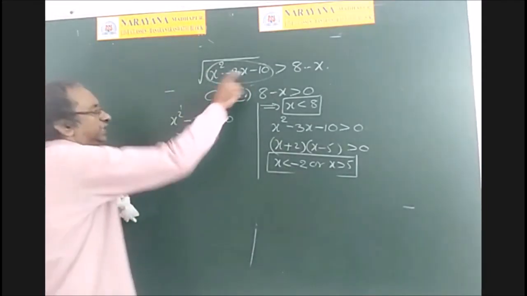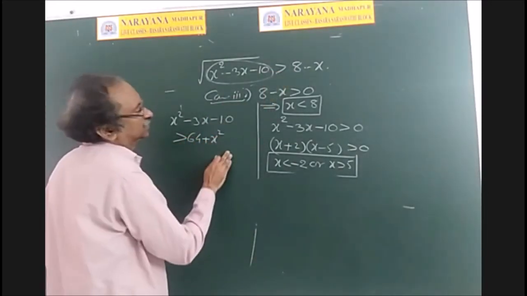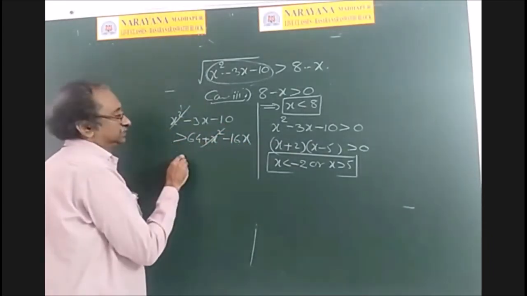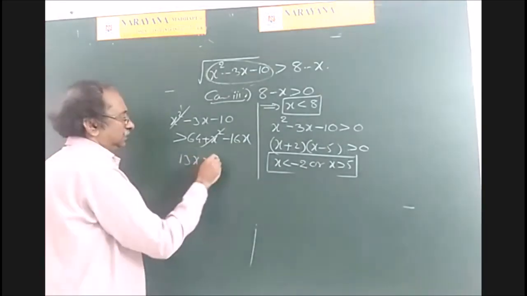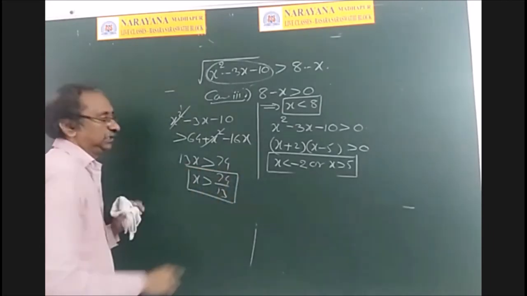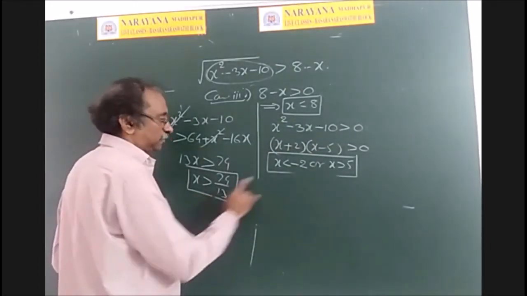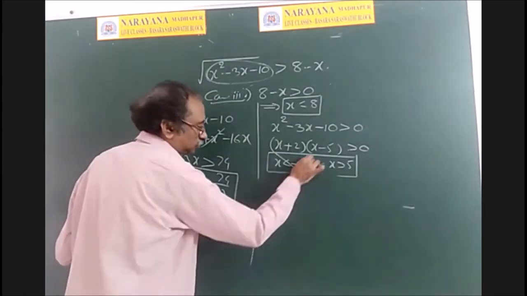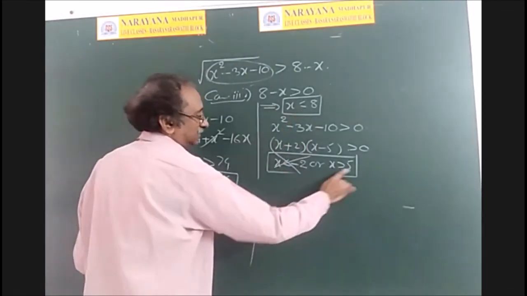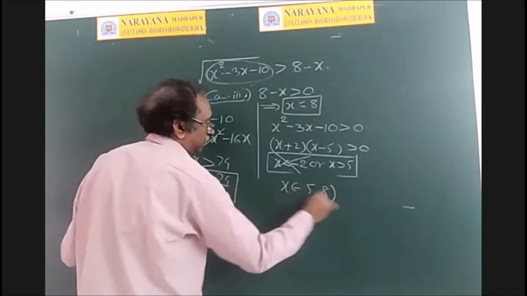And now this one, now we can square. We can write greater than like that. And squaring that, 64 plus x square minus 16x. Now x square is cancelled. And 16x minus 3x, 13x greater than 74. So x greater than 74 by 13. See, we have to use all these inequalities. So x greater than 74 by 13, x less than minus 2, definitely this is not possible. Okay, x less than 8 and x greater than 5. So for these two, x belongs to 5 comma 8.